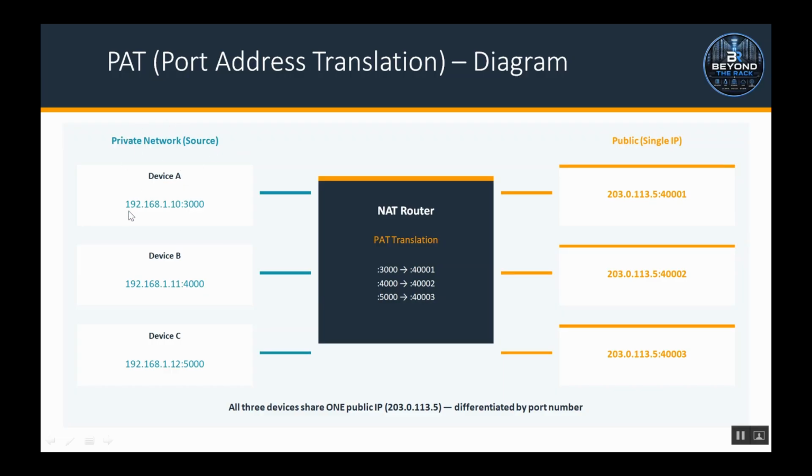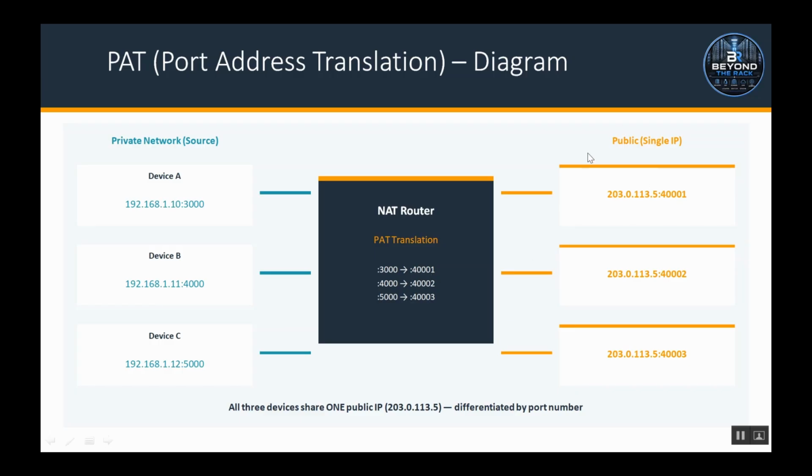So device A has IP address 192.168.1.10 and port number 3000. This is the layer 3 device, the router, and it does the NAT. Basically, it does the port address translation. Port 3000 will be translated to port 40001.